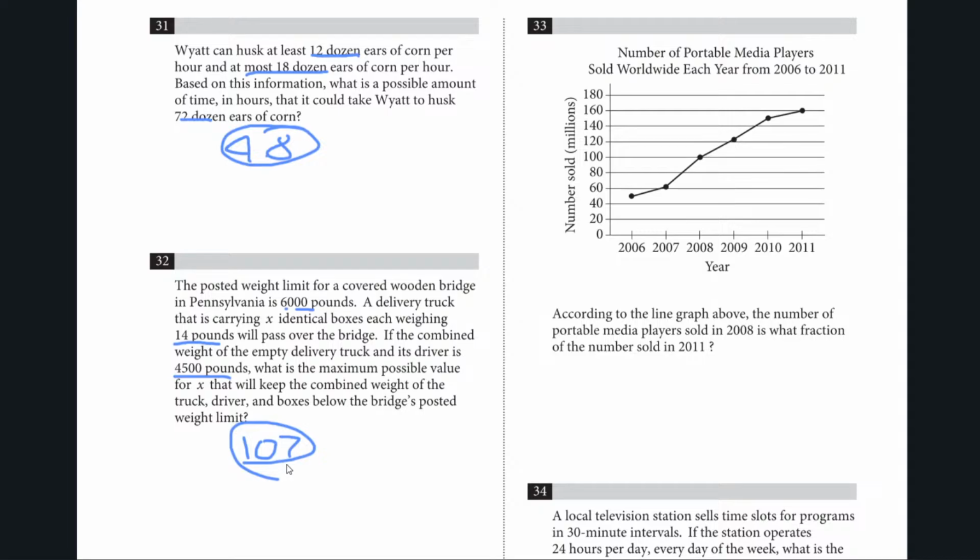The number of portable media players sold worldwide from 2006 to 2011 is shown in the graph. In 2008, what is the fraction compared to 2011? 2008 has 100, and 2011 has 160. So we do 100 divided by 160. Knock off a 0, we get 10 over 16, which is just 5 over 8.